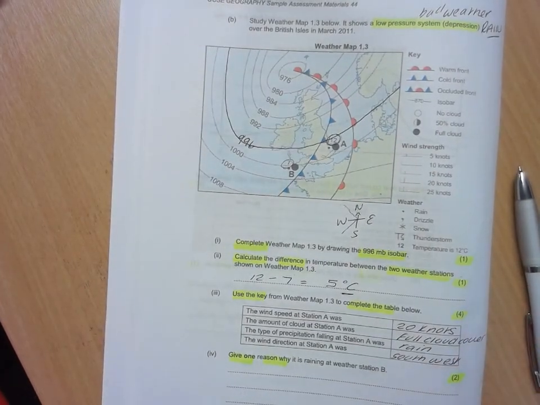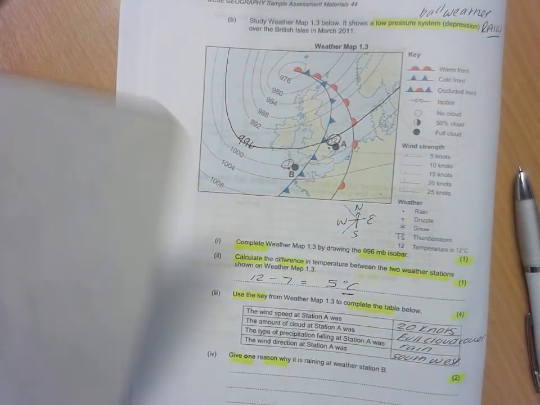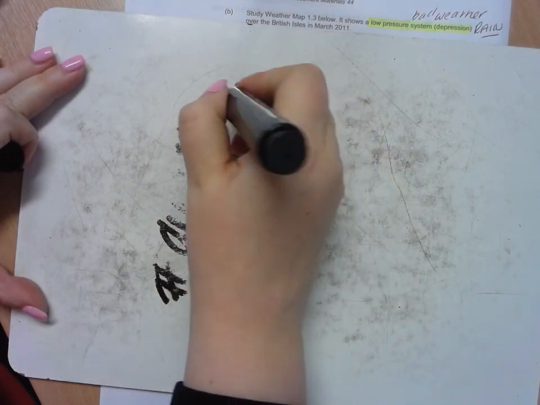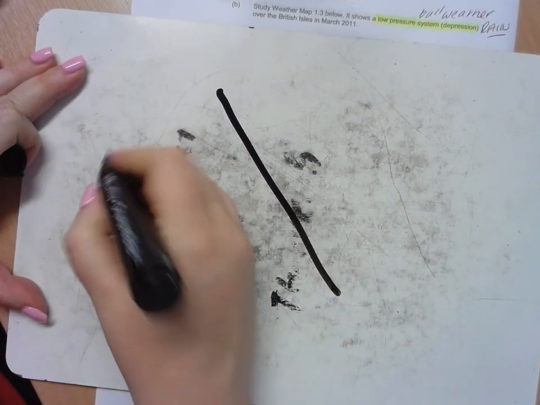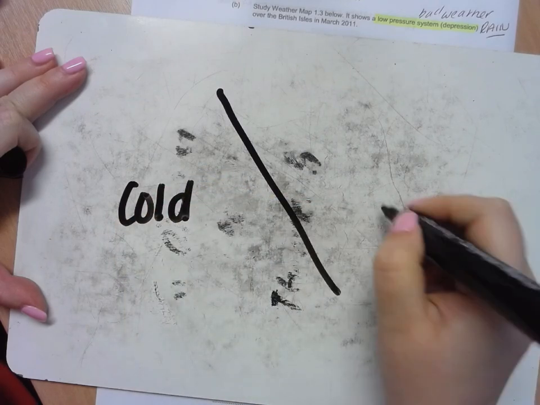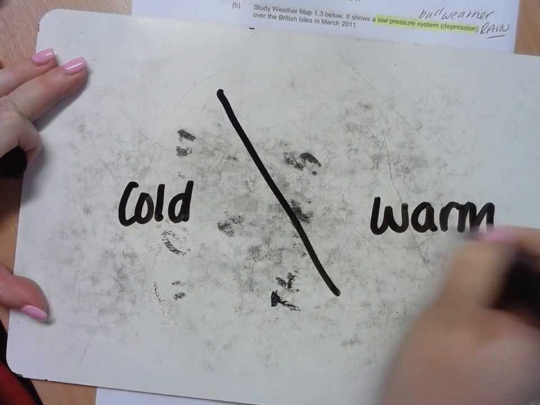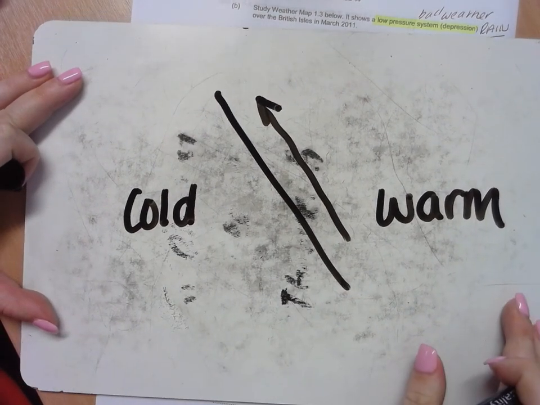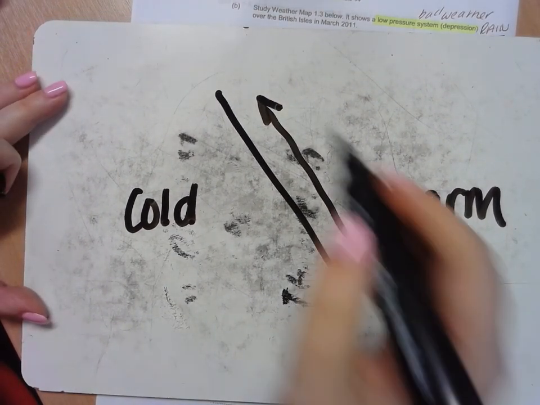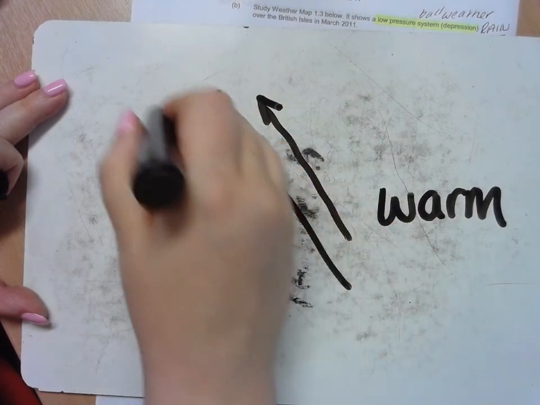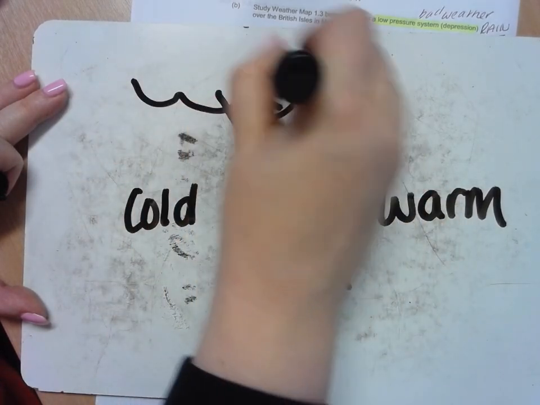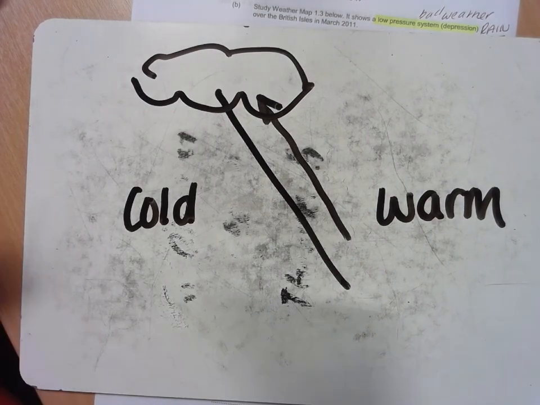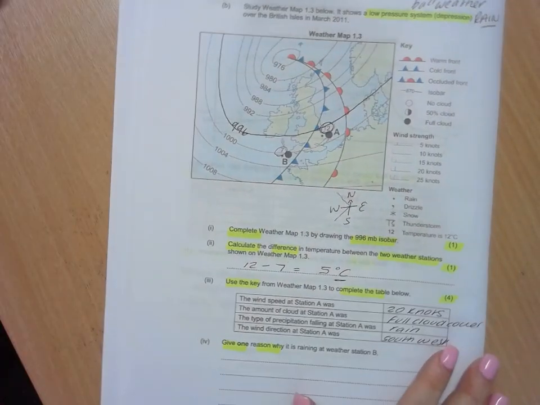So if I just get the whiteboard a minute. Right. When you have cold air coming in, meeting the warm air, it forces the warm air up. When the warm air rises, as you know, it cools, condenses. So it goes up, cools, condenses, forms clouds, and it rains. So that's what we're going to summarise in this section here.